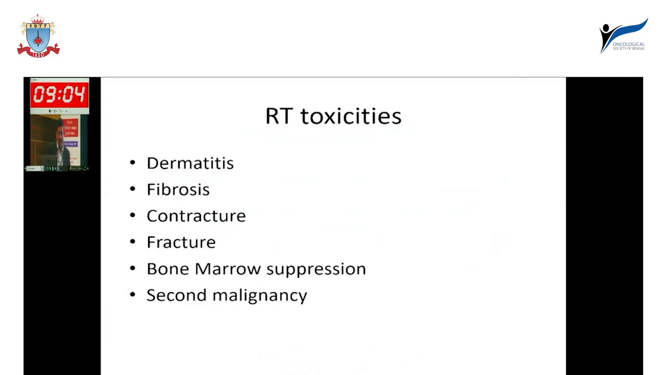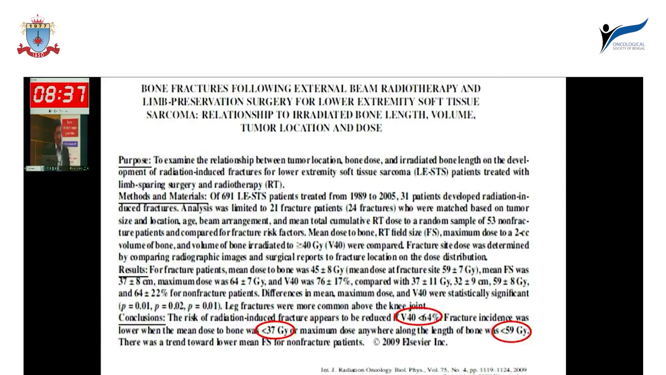So the reason why we have to be careful about using any adjuvant treatment is that there are going to be problems with radiotherapy as well. Dermatitis and fibrosis, even contracture, we kind of tend to accept, but definitely not the three down below. Fractures are going to be difficult for a patient to accept. If you're going for limb salvage, they don't want to end up with a useless limb. And there is a real risk of second malignancy. So, Saurabh, do you want to say something about that?